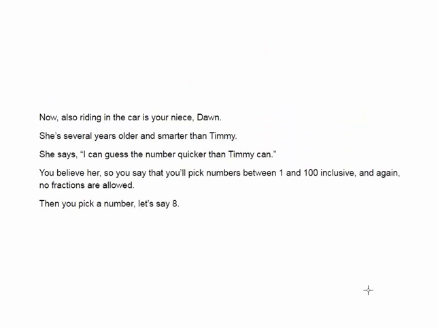Now, also riding in the car is your niece, Dawn. She's several years older and smarter than the nephew. She says, "I can guess the number quicker than Timmy can." You believe her, so you say that you'll pick numbers between 1 and 100 inclusive, and again, no fractions are allowed. Then you pick a number, let's say 8.